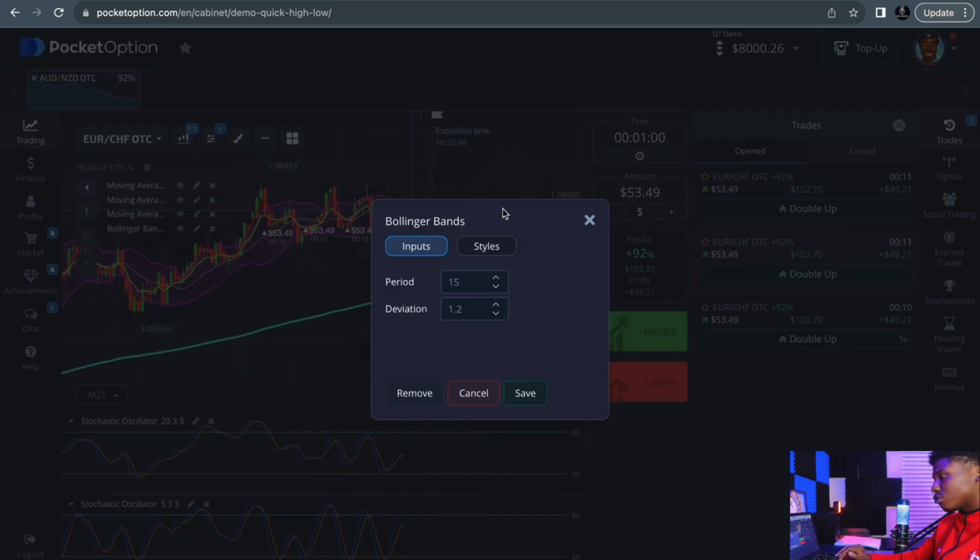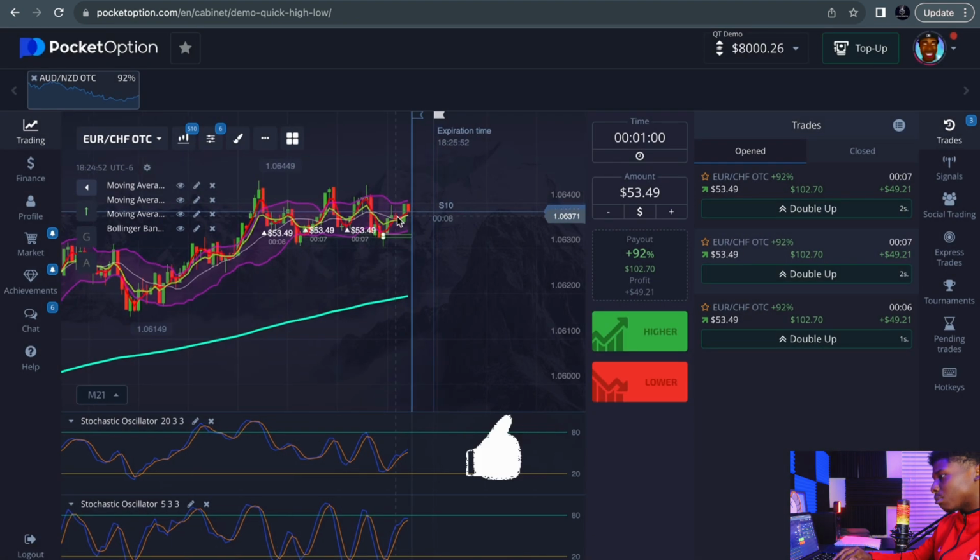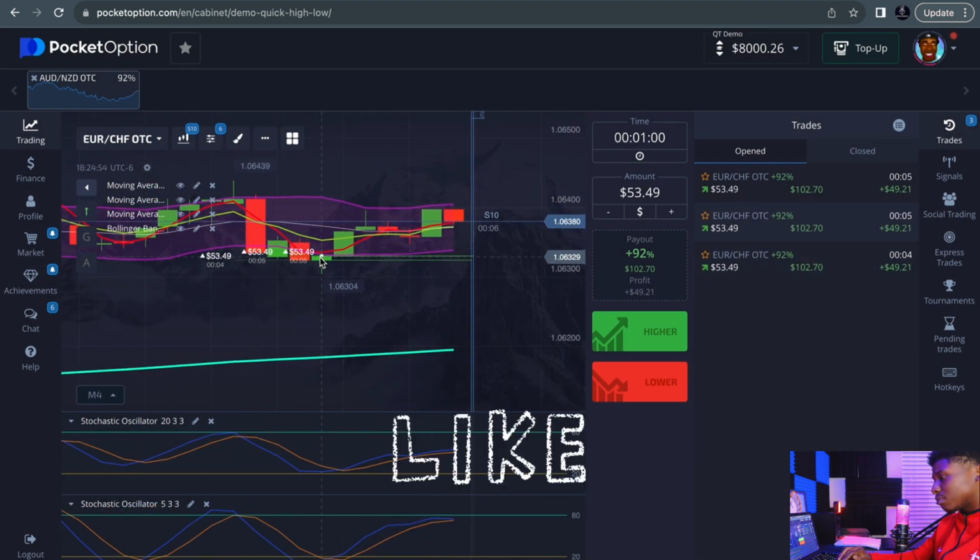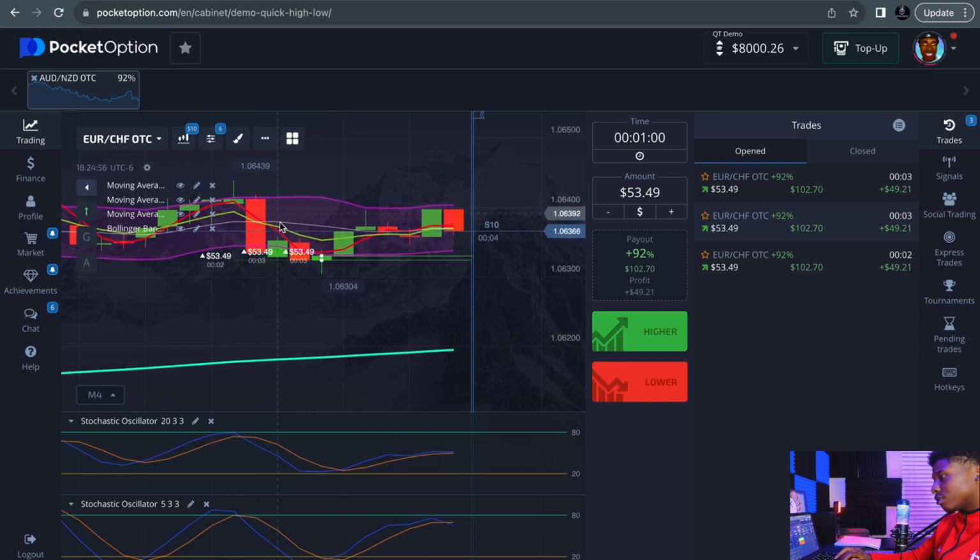And then we have the Bollinger Bands right here, period of 15, deviation of 1.2, and these Bollinger Bands are just going to symbolize that if it hits the upper, it's going to go down. If it hits the lower, it's going to go up.